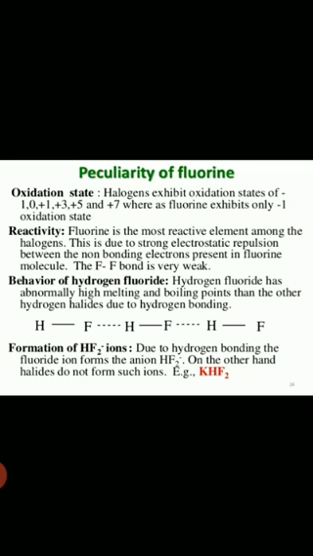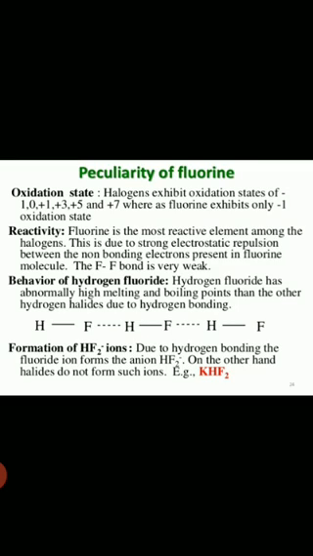Reactivity: fluorine is the most reactive element among the halogens, and this is because of strong electrostatic repulsion between the non-bonding electrons present in the fluorine molecule. The F-F bond is very weak. Behavior of hydrogen fluoride: HF has an abnormally high melting point and boiling point because of strong association, which is because of the hydrogen bonding, which has not been observed in HCl or HBr or HI.